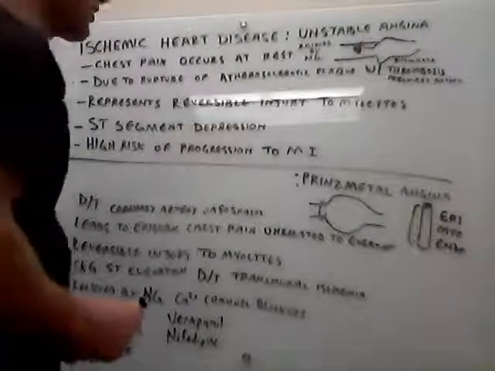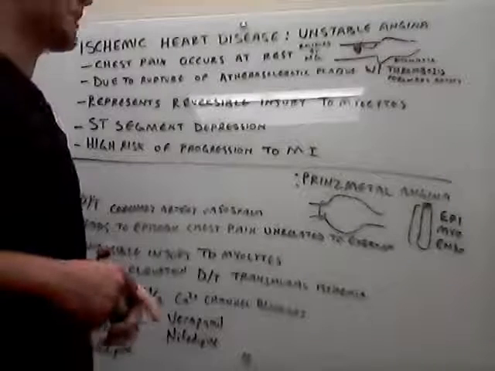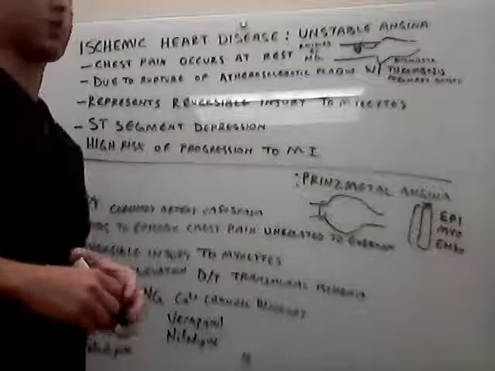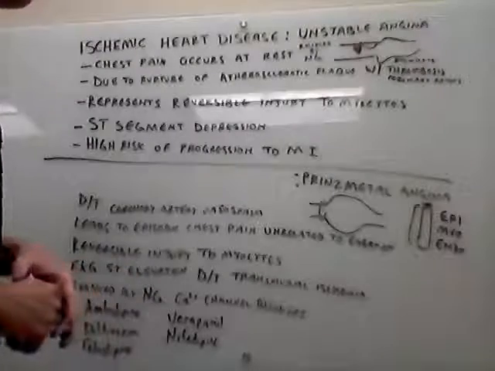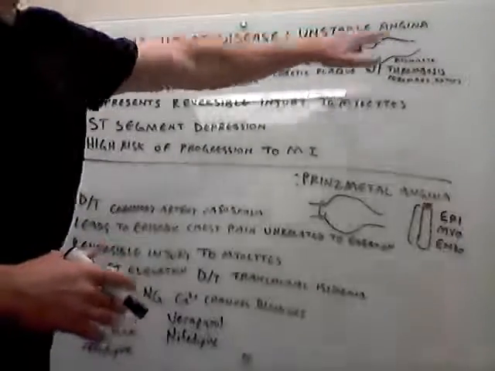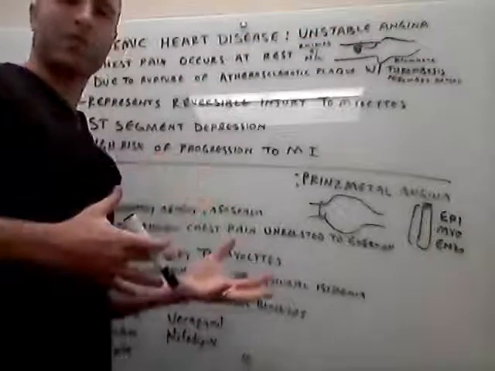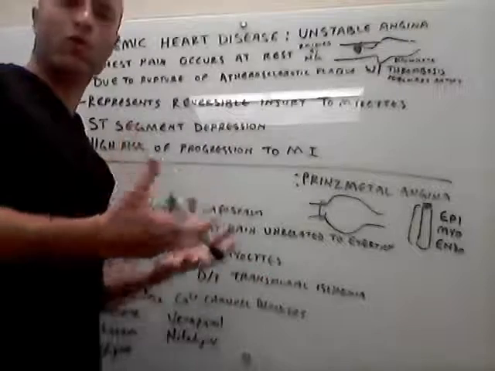We're now continuing our discussion on ischemic heart disease, but we're moving on to unstable angina and Prinzmetal angina. We just covered stable angina. So ischemic heart disease with unstable angina is pretty much the same as stable angina, except it's not relieved with rest.